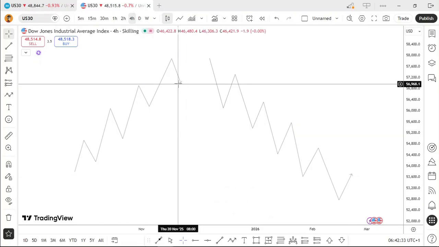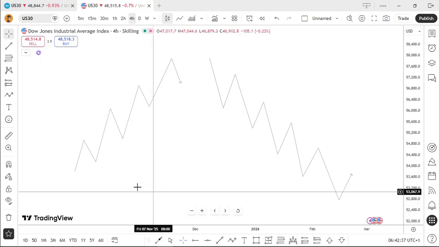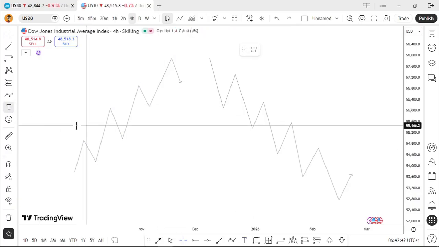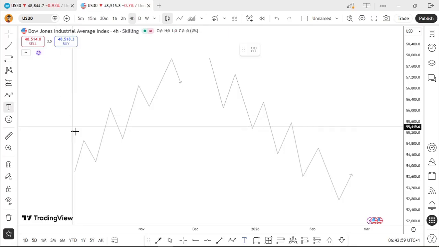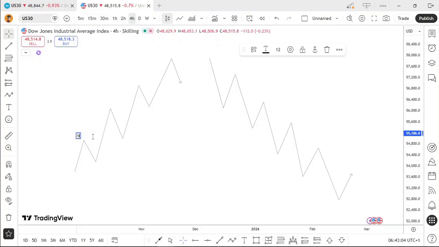While in a bullish market, the market moves by creating higher highs and higher lows. So this point here is the higher high, while this point here is the higher low. This point here is the higher high, while this point here is the higher low. So let me put a note there on the movement.